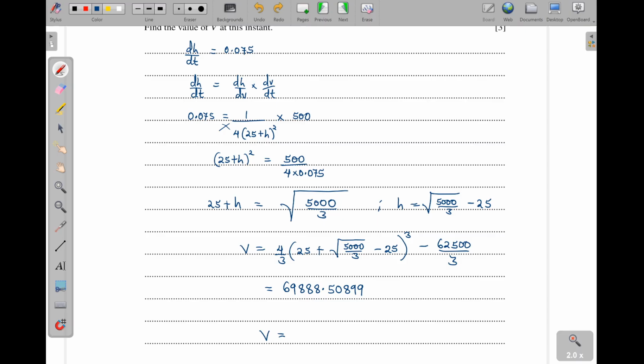699, then 00 to 3 significant figures. But even if you write the whole of this and you leave it there, nobody is going to penalize you. They put those 3 significant figures just to have uniformity in the answers.